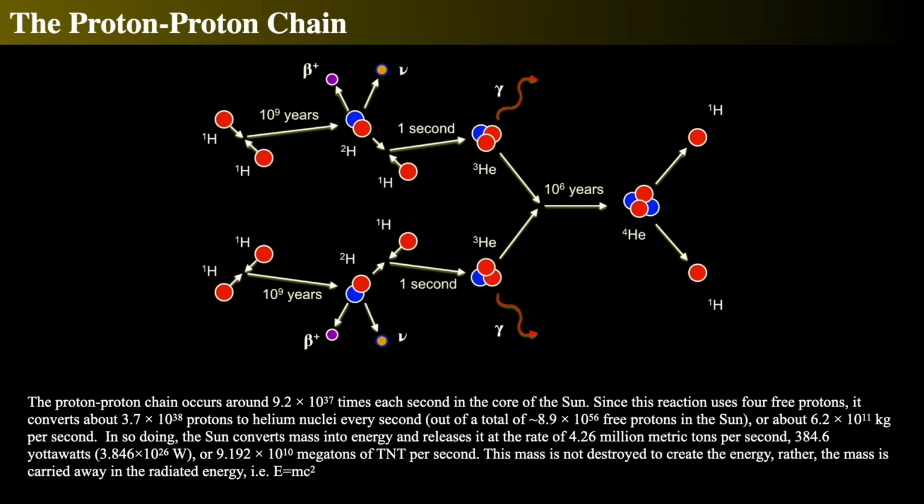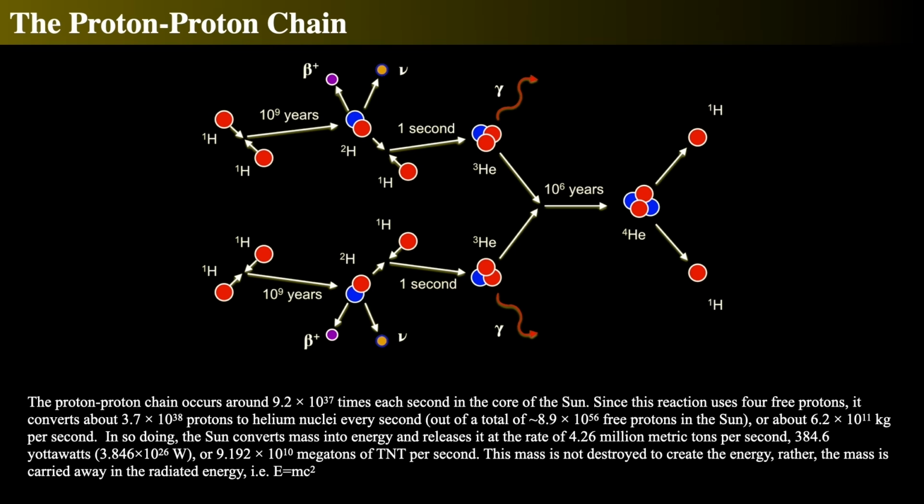This process every second converts about 4 times 10 to the 38th protons into helium nuclei, which means that about 6 times 10 to the 11th kilograms, or 600 billion kilograms, of hydrogen is converted into pure energy every second. That's really interesting. That works out to be about 4 million metric tons, or 100 billion megatons of TNT. That's a lot. So this is an enormous amount of energy.